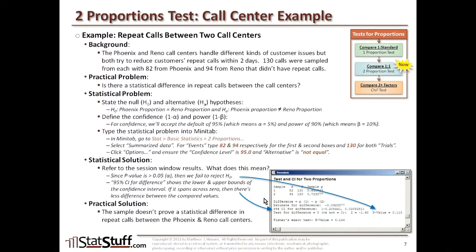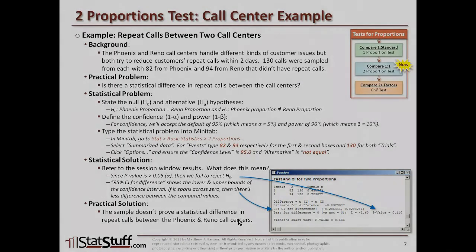So from a practical perspective, what we're saying is that the sample that we have, the 130 from each of those locations, is not sufficient to prove a statistical difference in the repeat call activity between the Phoenix and Reno call centers. If you were to increase your sample size, there may truly be a difference between them, but the sample size that you have is insufficient to prove it. So if you think there really is a difference, you have to go back and collect enough more samples that you can statistically prove there is a difference between the two call centers.